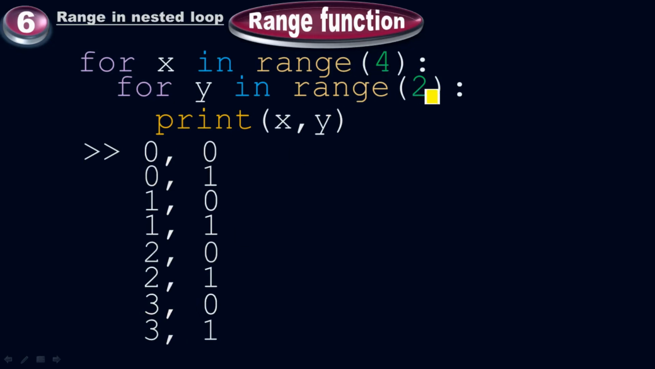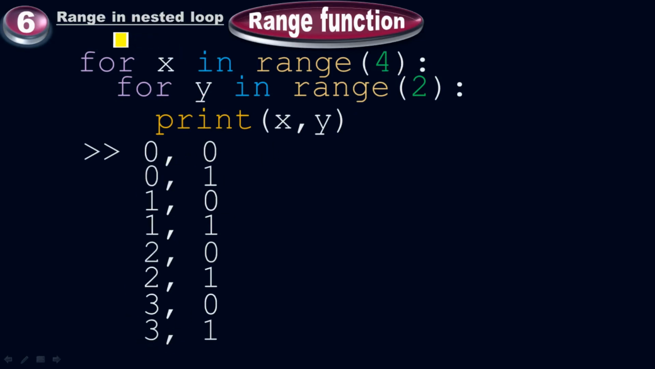For the inner loop we have a total of 2 arguments, so we will have only 2 items for the inner loop. It repeats again and again: 0, 1, 0, 1, 0, 1, 0, 1. It just repeats. We have a total of 2 items for the inner loop and 4 items for the outer loop.